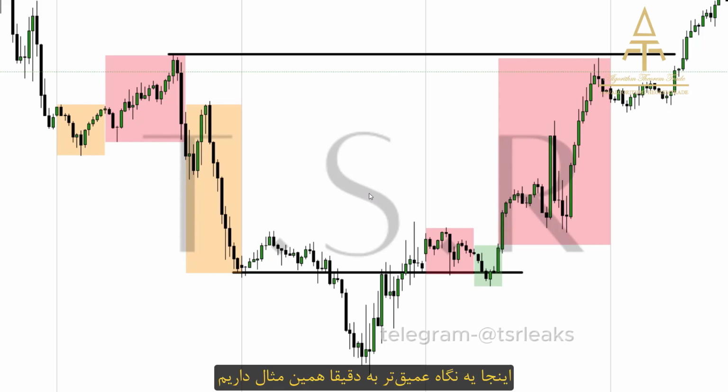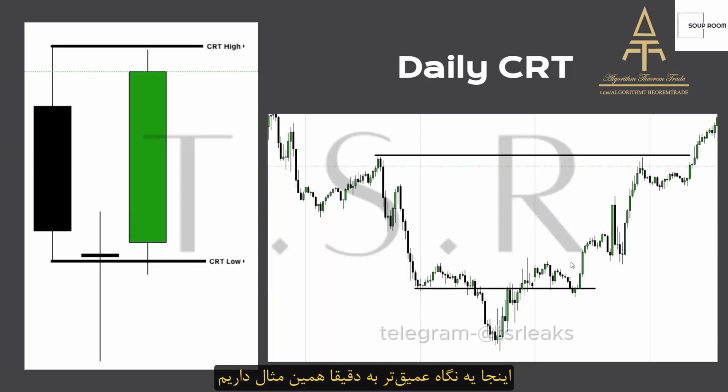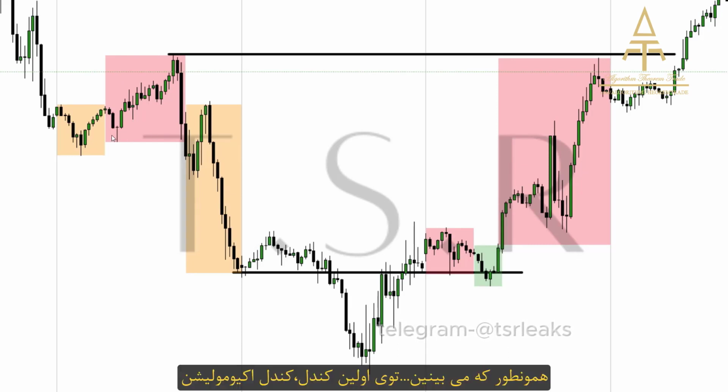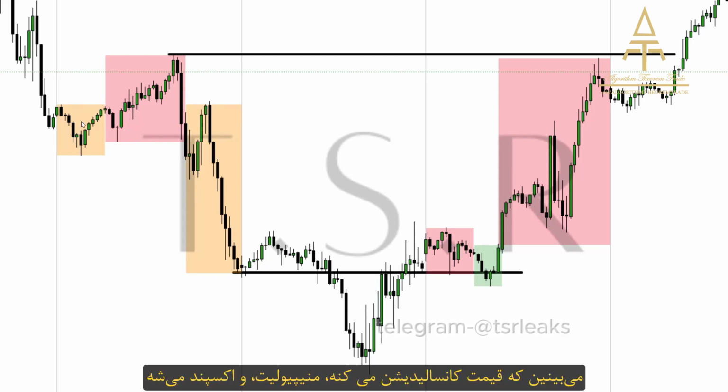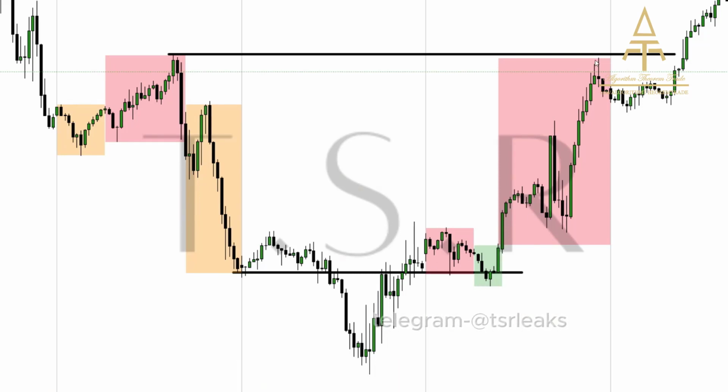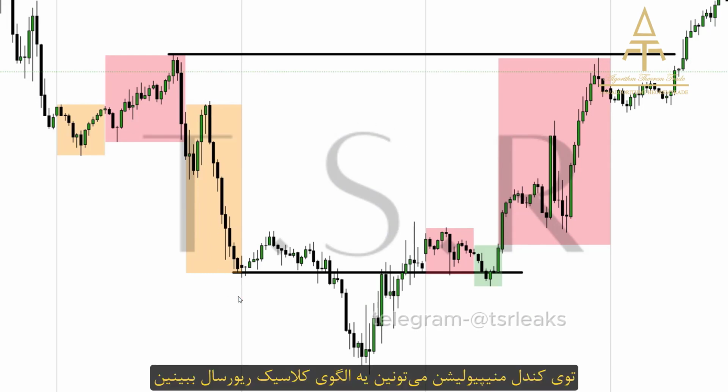Here is a deeper look at that exact example right here. This is a 30-minute time frame. As you can see in the first candlestick, the accumulation candlestick, price consolidates, manipulates, and expands. In the third candle, you can see price consolidates, manipulates, and expands. In the manipulation candle, you can see a classic reversal pattern.